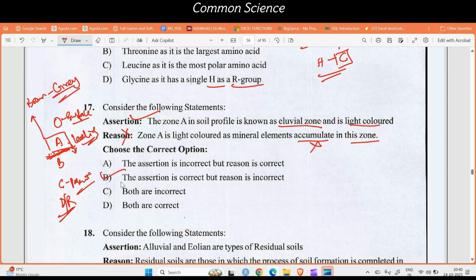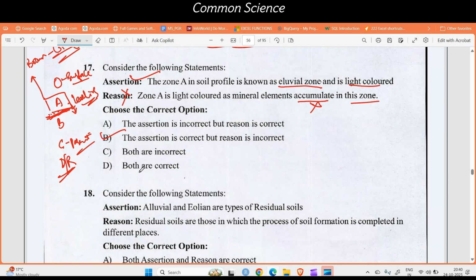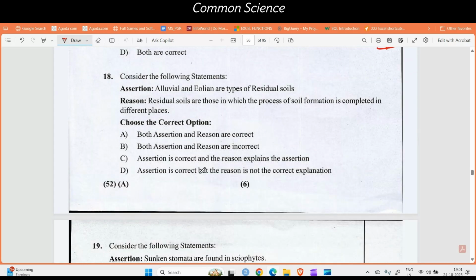Moving on to the next question, number 18, which is: alluvial and aeolian are types of residual soils. This question is kind of out of syllabus, I should say, because this mainly discusses the formation of soils, which is a geological part of the soils anyway. So the question has come, so let's learn a bit here.